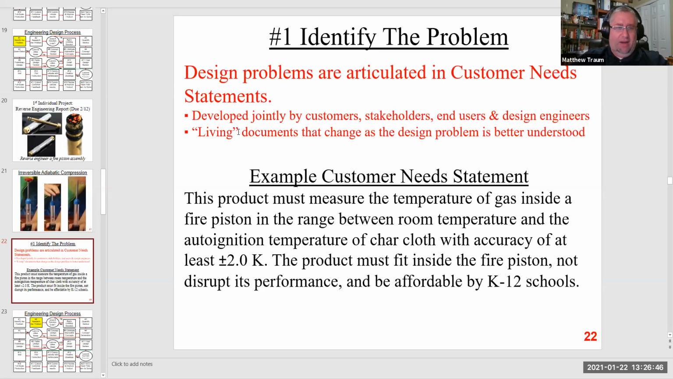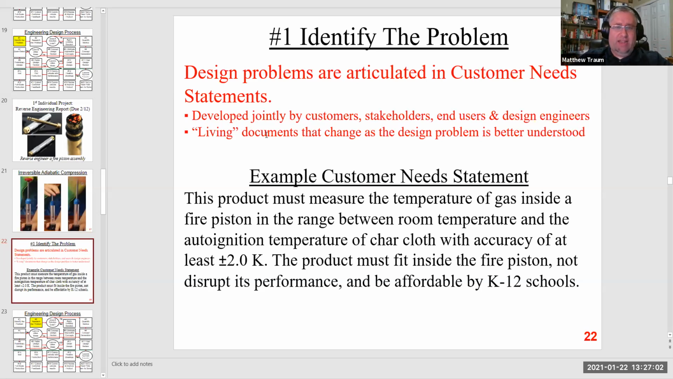Now, what do I mean by that? Well, the Constitution of the United States is a living document. Why? Because it can be amended, it can be changed to reflect whatever the current needs of the country are in terms of federal governance. And a customer needs statement is the same way, right?